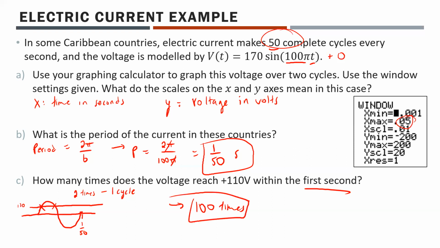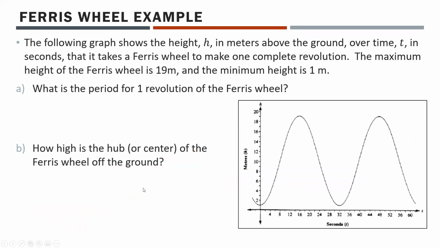So a bit of a weird one. We haven't done anything like that quite yet before, but it's more or less just using a bit of intuition and understanding what the shape of a trig graph looks like in order to figure that one out. Anyway, moving on. All right, so this one is a Ferris wheel example.